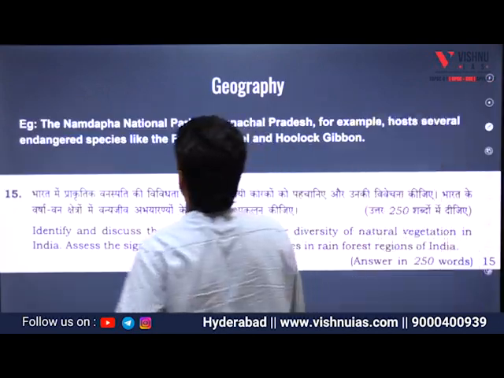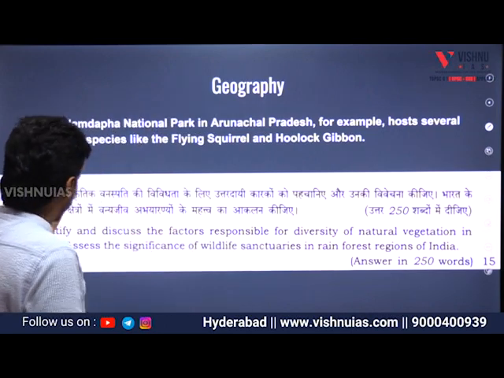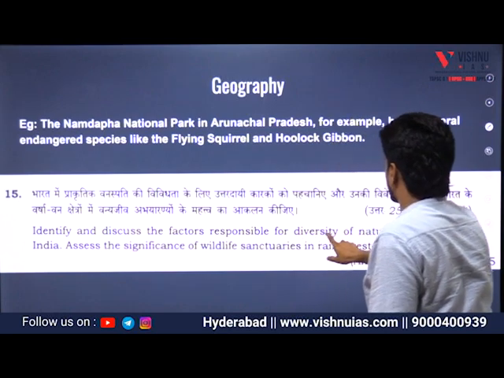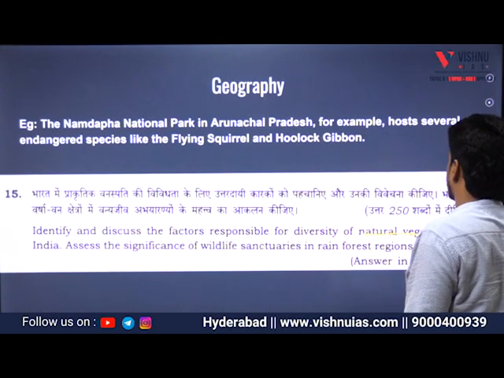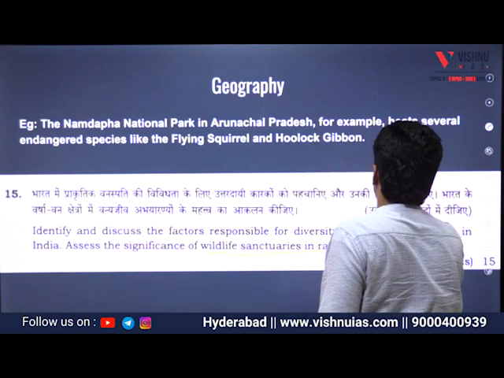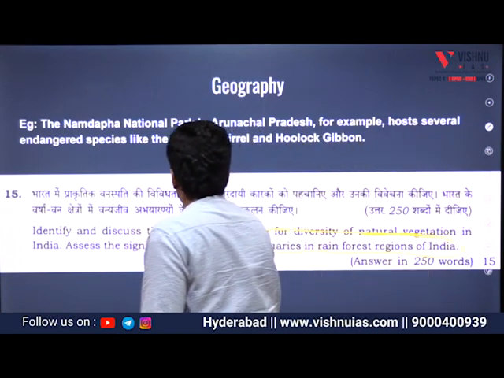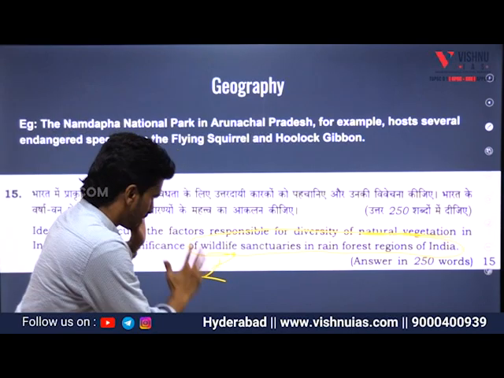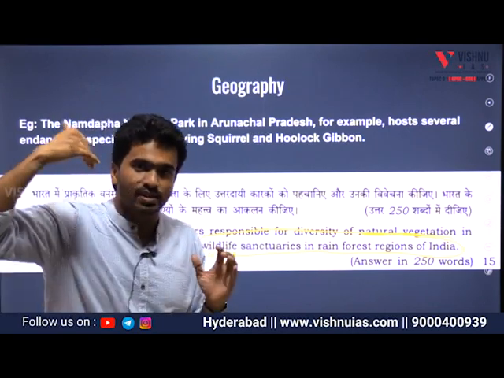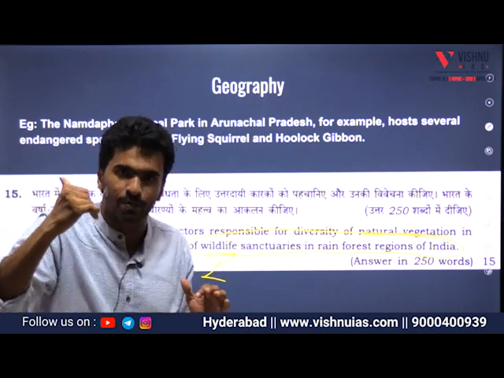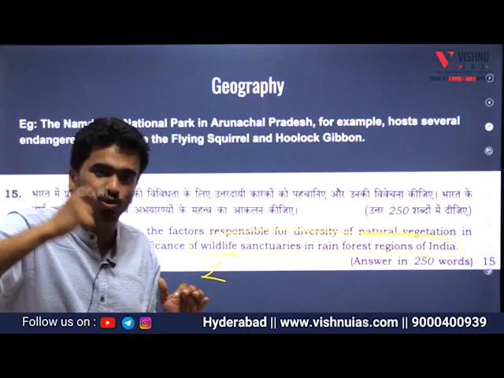And see, this question also came in the UPSC Mains. Identify and discuss the factors responsible for diversity of natural vegetation in India. Assess the significance of wildlife sanctuaries in rainforest regions of India. The moment you read the question, the answer should come to your mind. Which intro, which diagram, which map, all this should come to your mind.